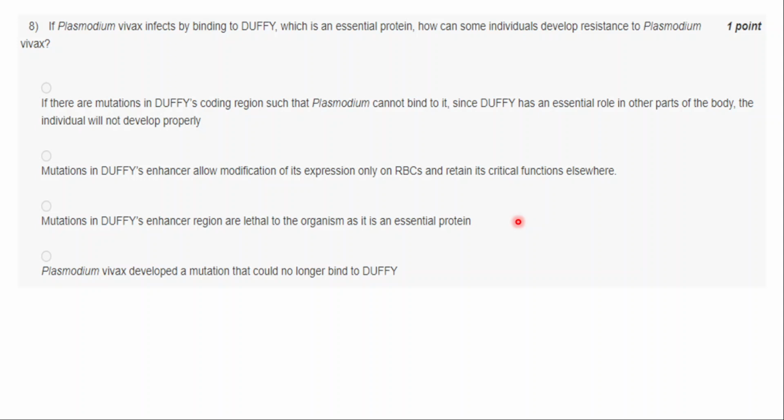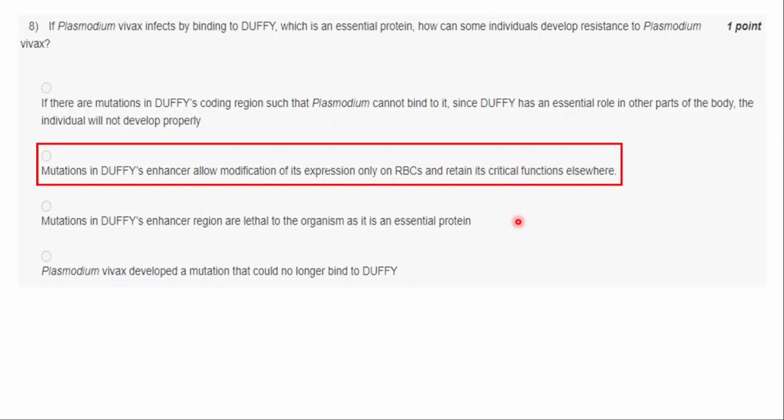Okay, it's time for me to reveal the correct answer. I see Ajay has answered option 2, mutations in Duffy's enhancer allow modification of its expression only on RBCs and retain its critical functions elsewhere. And this is the correct answer. Ajay has again answered the correct answer.